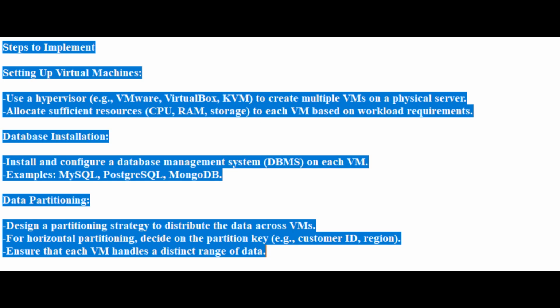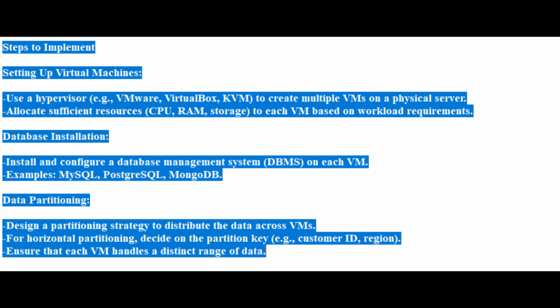Steps to implement. Setting up virtual machines. Use a hypervisor, e.g., VMware, VirtualBox, KVM, to create multiple VMs on a physical server. Allocate sufficient resources, CPU, RAM, storage, to each VM based on workload requirements.